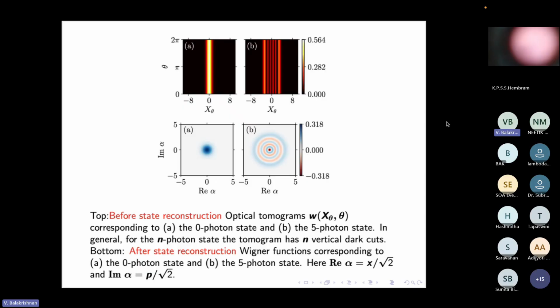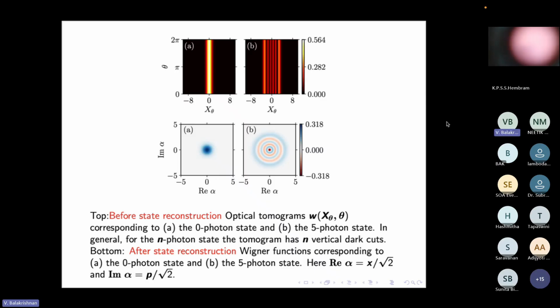Now, if you look at the top picture on the right side, which is denoted by B, that is the tomogram for the 5 photon state. You would see 5 cuts, 5 dark vertical strips in between in that tomogram. Now, this is a sign that you look out for. If you have a 5 photon state, the tomogram will have 5 vertical cuts. The converse is not true. Every tomogram with 5 vertical cuts is not a 5 photon state. And it's worth bearing that in mind.